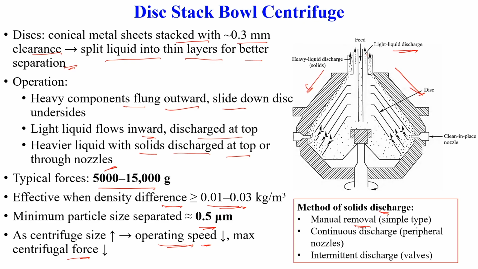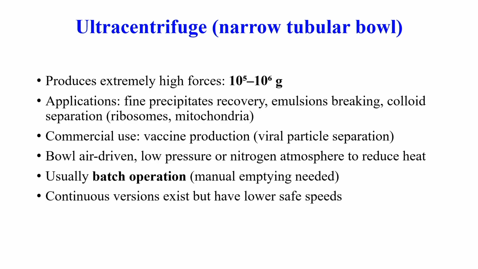One option is you can remove the solids by manual or continuous discharge through peripheral nozzles, or intermittent discharge, there can be a valve arrangement. In addition to the centrifuge, now ultra centrifuges are available. They have a narrow tubular bowl to produce extremely high force, 10 to the power 5 G force. They are applied to separate fine precipitate recovery, emulsification breaking, and colloid separation like ribosomes, mitochondria and certain proteins.